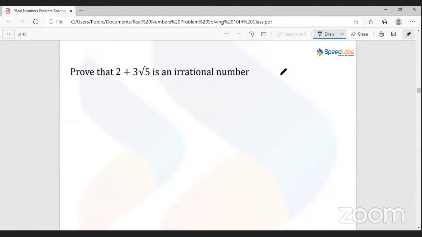So just try this question, as this question is of proving. So try it in your copies. You have 2 minutes to try and then we'll discuss the solution here. So you have to prove that 2 plus 3. Can you show the previous question for a second? Yes, yes, sure.